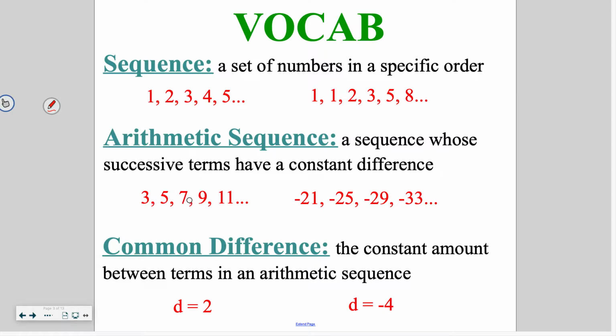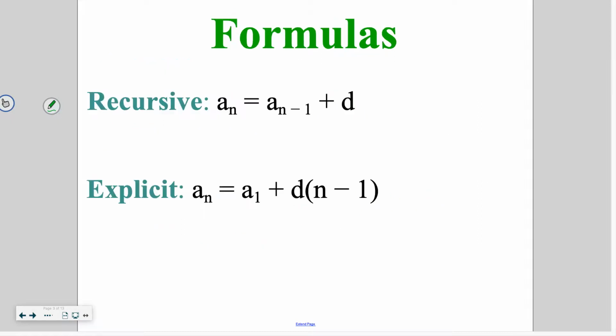Each number inside of a sequence is called a term. So if we're looking at this first one, 3 would be the first term, 5 would be the second term, etc., etc. Same thing would happen for this one. Negative 21 is the first term. Negative 25 is the second term. That tells you what place it is in the order.